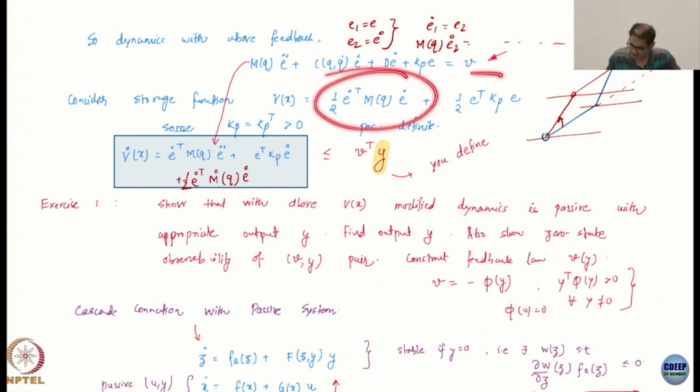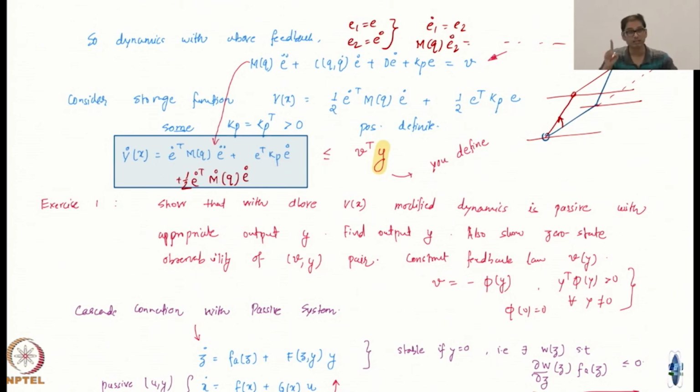Once I have this constructed, I'm just going to take the derivative because I want to claim that V dot is less than or equal to some u transpose y and so on. So basically the same deal as energy gained is less than or equal to u transpose y. So what is the derivative? E dot transpose M E double dot, that's the first term, because the half goes away since it's quadratic. Similarly, I get E transpose Kp E dot, the second term.